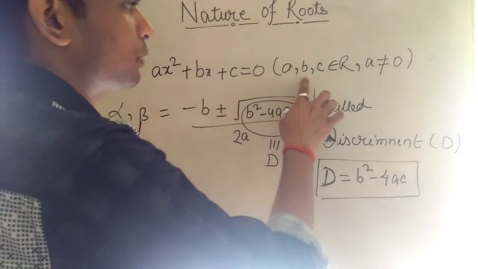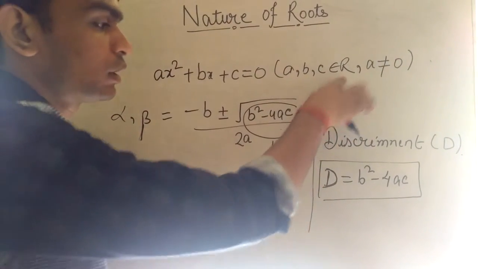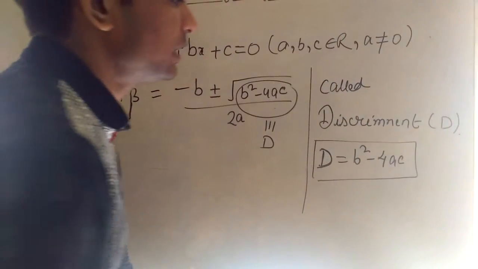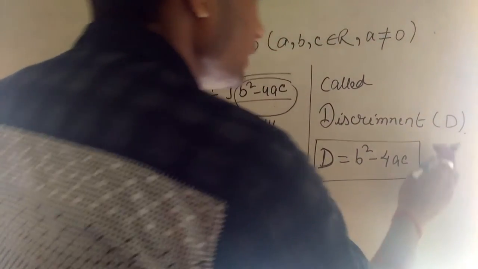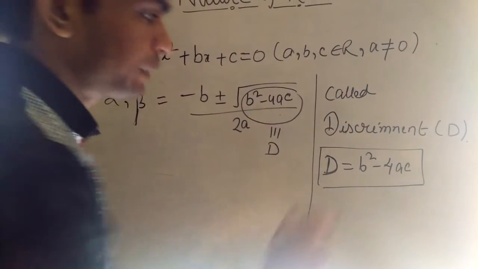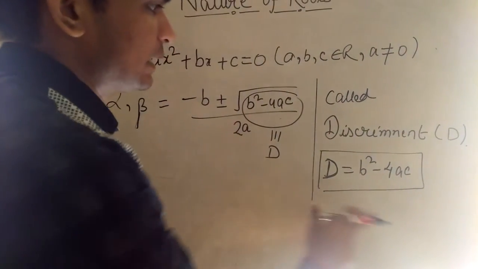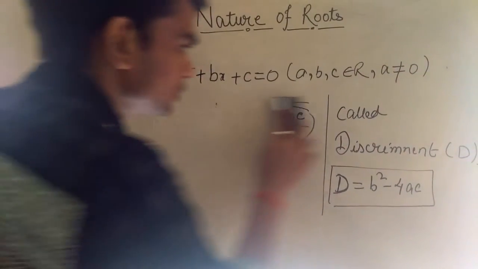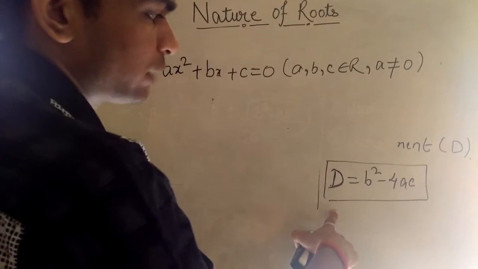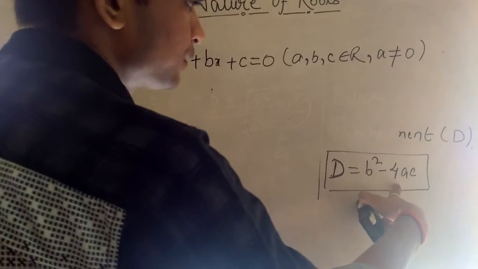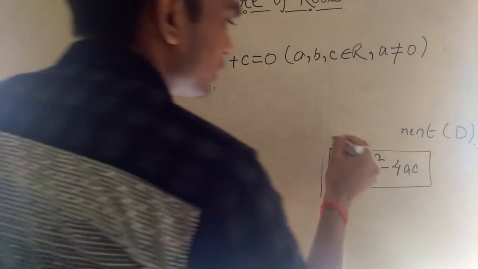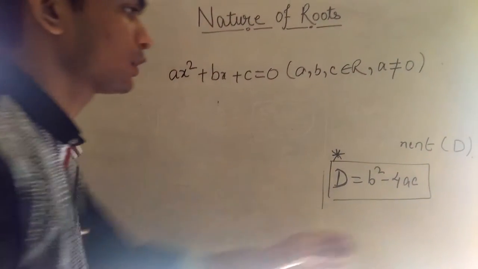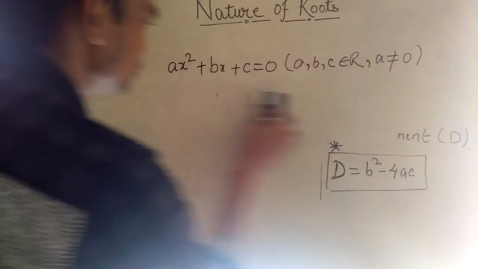Here we know that a, b, c are real numbers. So if we find b square minus 4ac, then we also get a real number. By using the sign of D, we can conclude the nature of the roots. So one by one we will discuss. Remember this value, D equal to b square minus 4ac. It is an important value and it is very useful to find out the nature of the roots, so it has to be remembered.